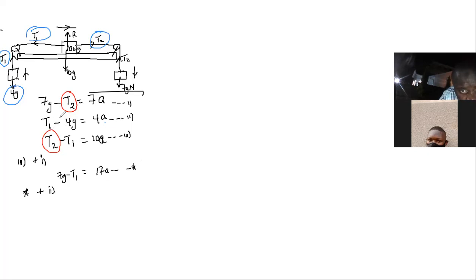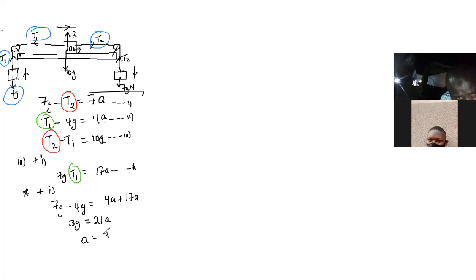Let me show you this T1. So that I can have this T1 added to this T1 to eliminate the T1s also. So when I eliminate those T1s, I'll have, others can use the substitution method. You make T1 the subject. So we shall get 7G minus 4G is equal to 4A plus 17A. This gives me 3G is equal to 21A.